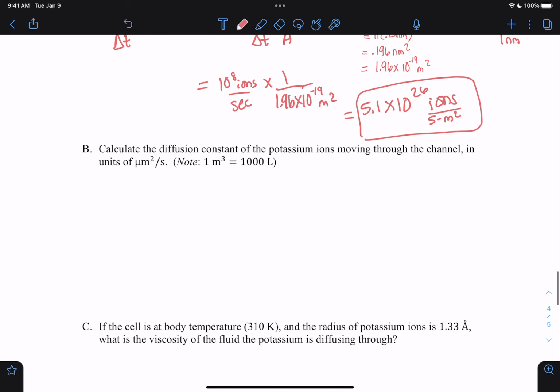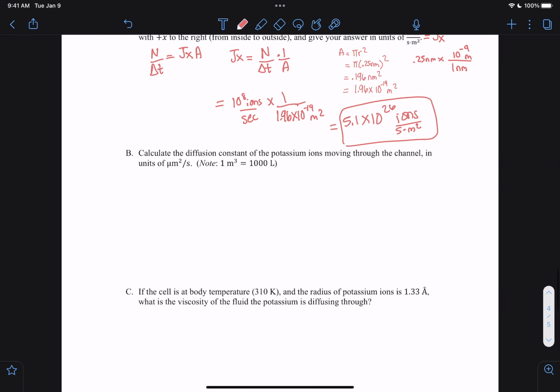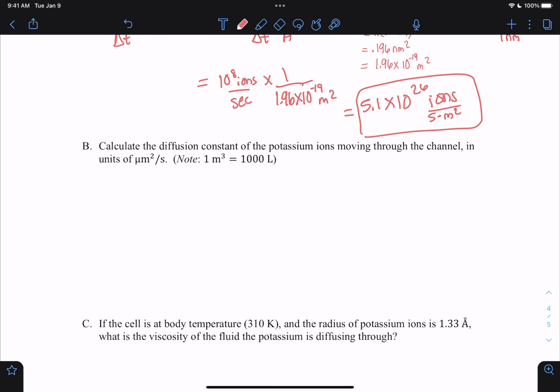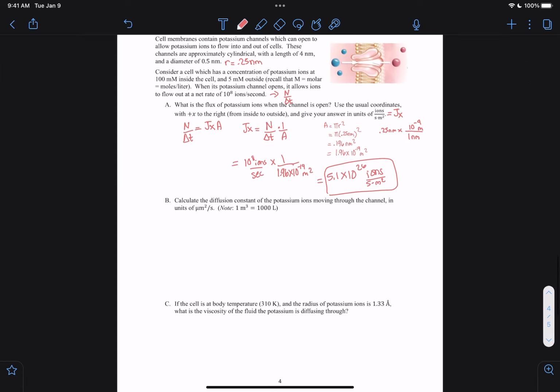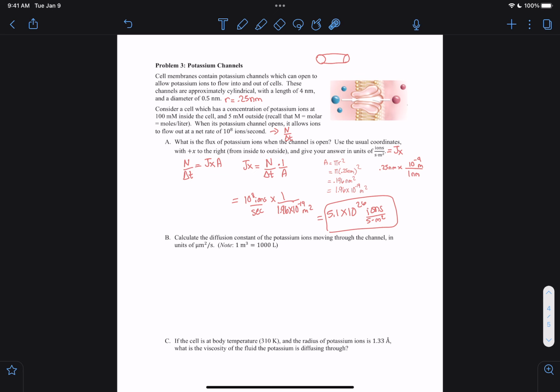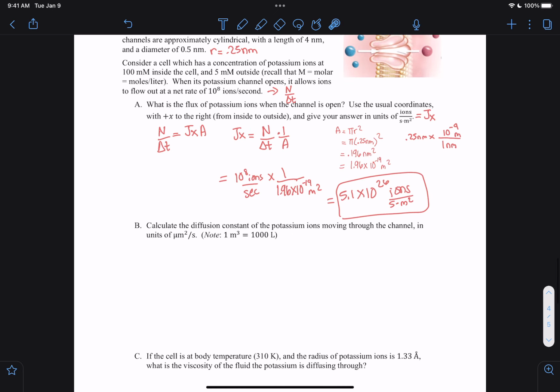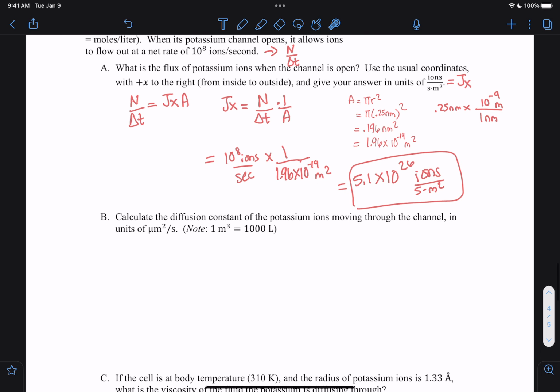Now for part B, they're wanting us to calculate the diffusion constant of the potassium ions moving through the channel in units of micrometers squared per second. Now, for diffusion constant, given all these different values here, like we figured out flux already, is there an equation that can help us relate flux to diffusion constant?